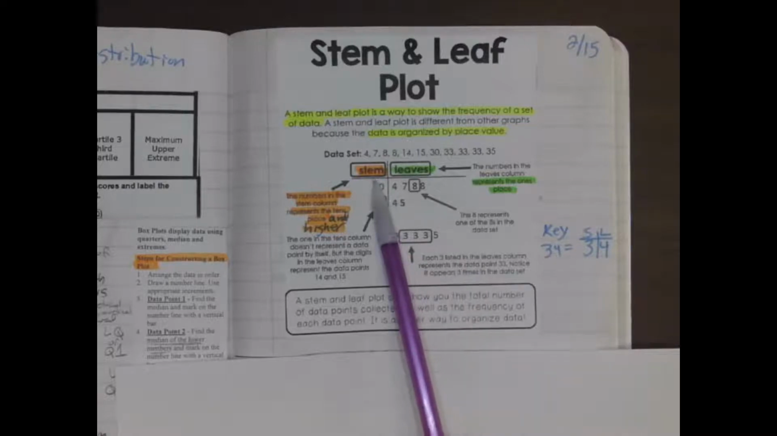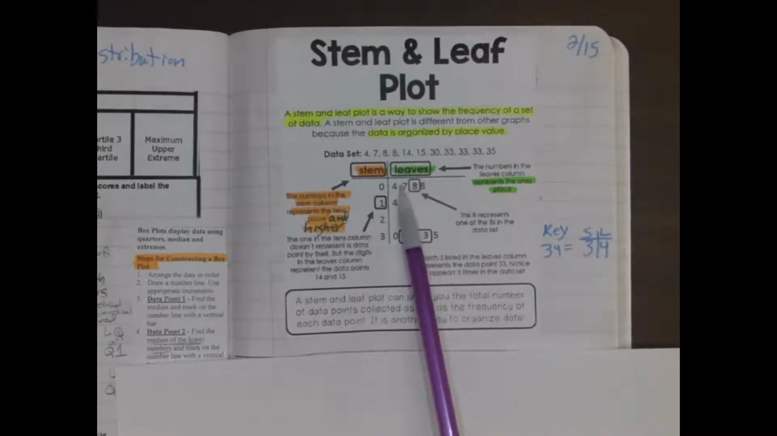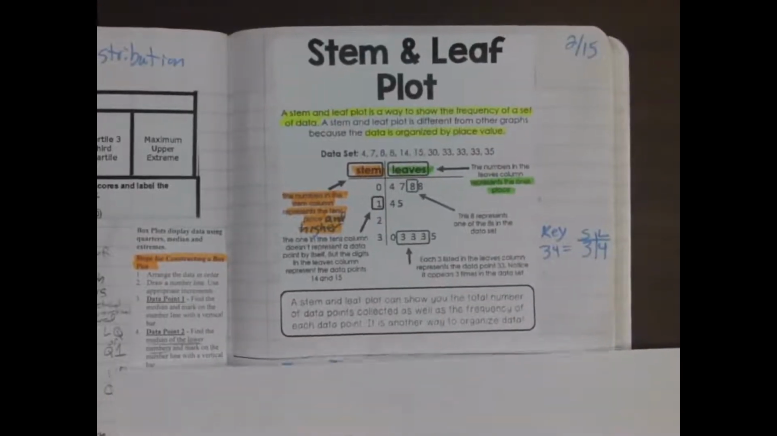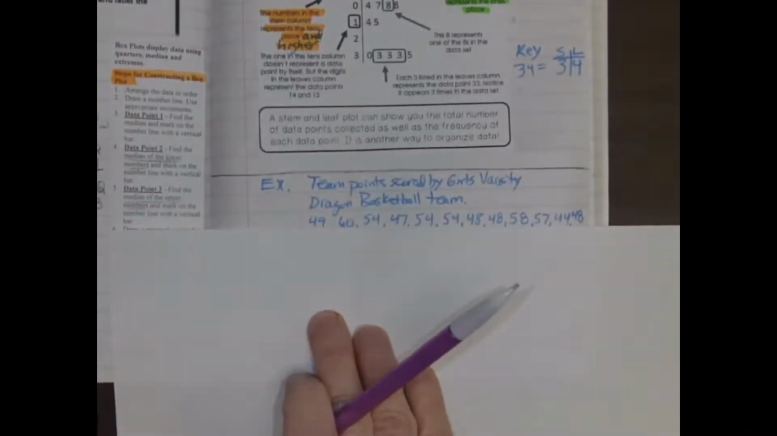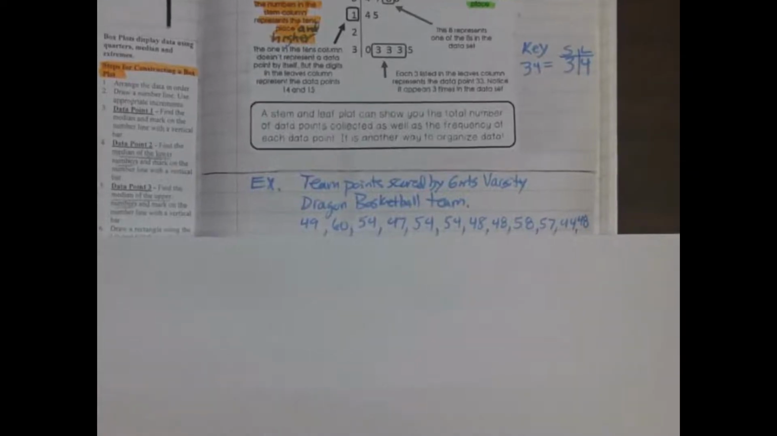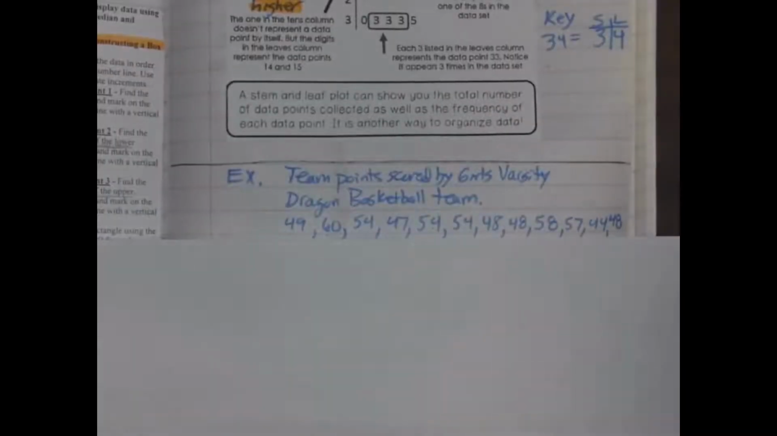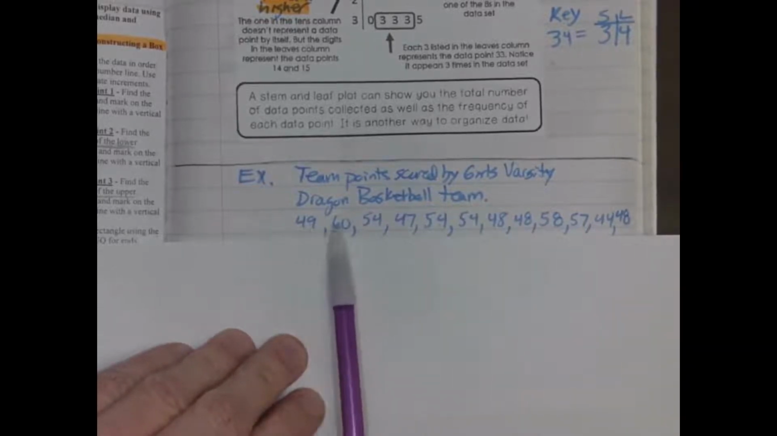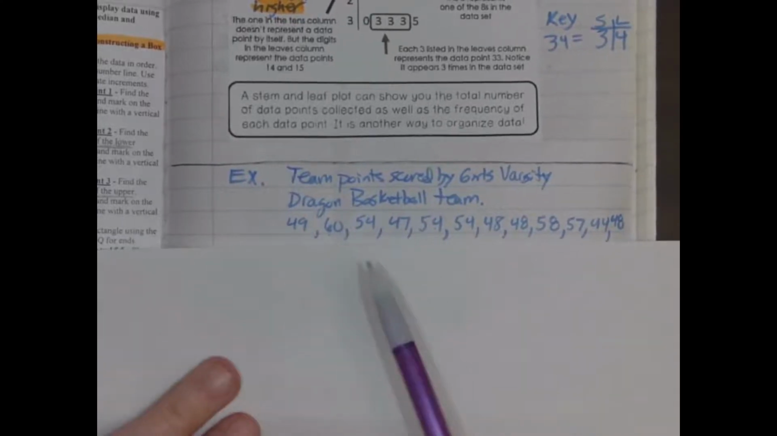It's based on the tens place value, or higher, could be hundreds, and then my ones place value. And you always want to have a key set up for your stem and leaf plot as well. So what I have here now is an example of team points scored by the girls varsity Dragon basketball team. So these are their district games from this year. First of all, let's count how many district games they had. They had 1, 2, 3, 4, 5, 6, 7, 8, 9, 10, 11, 12. So they had 12 district games.